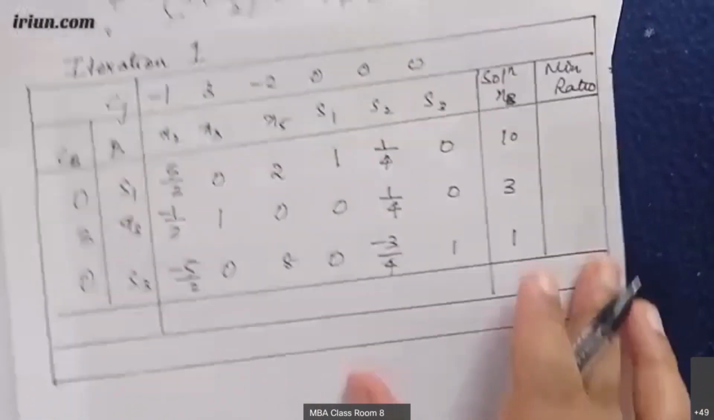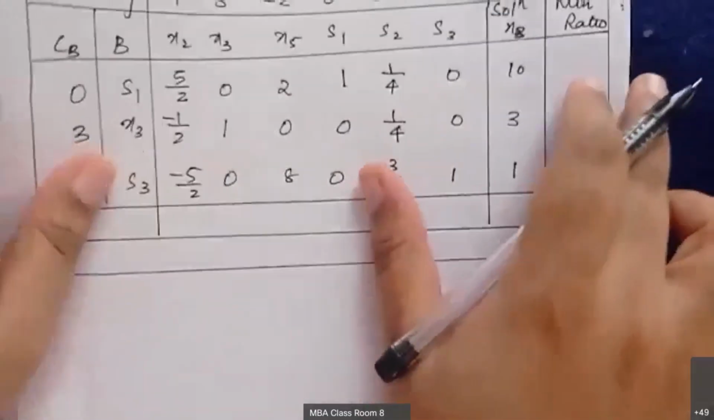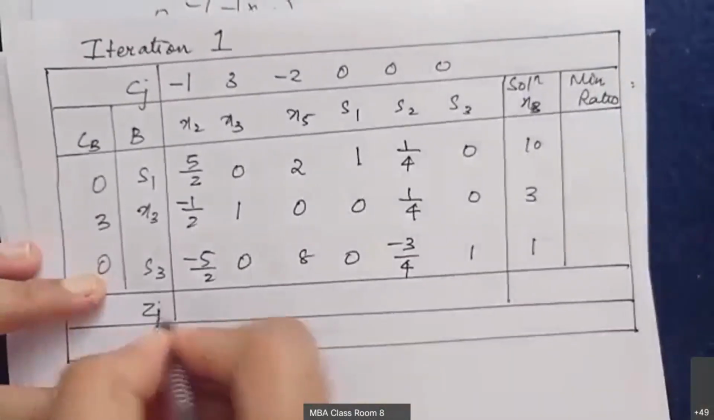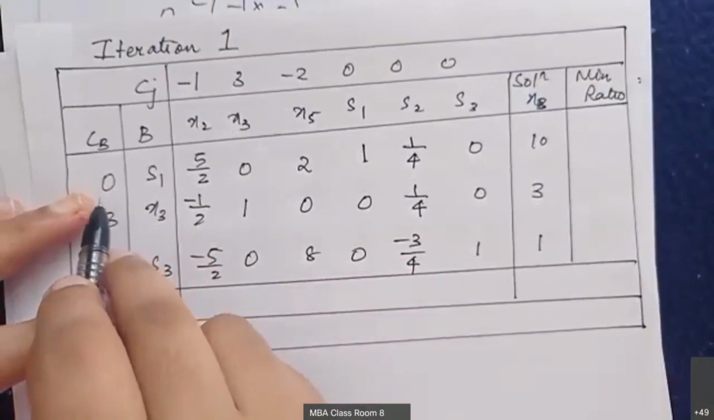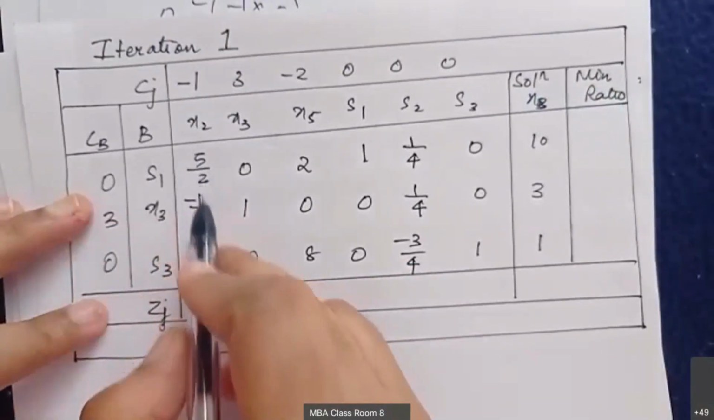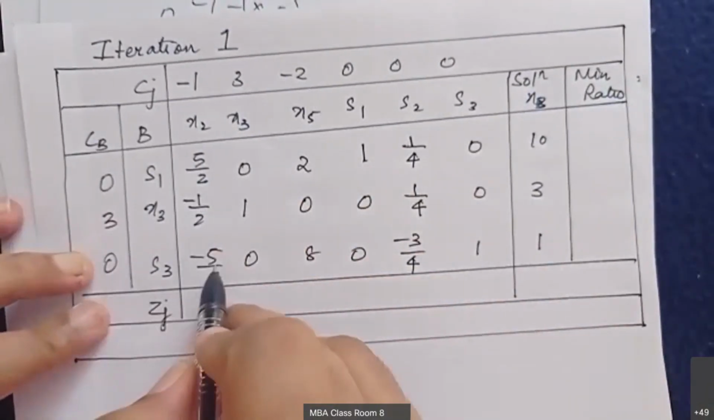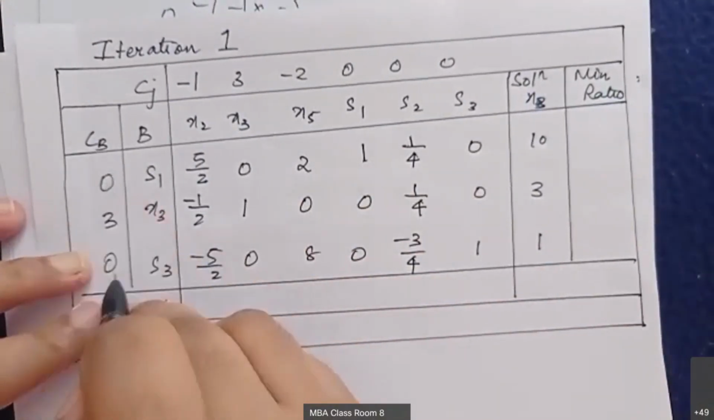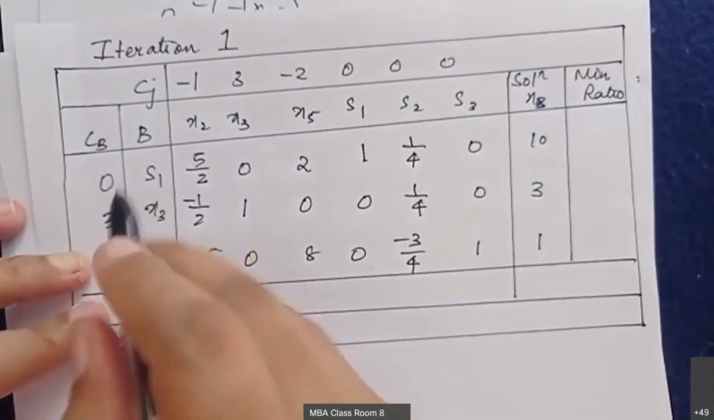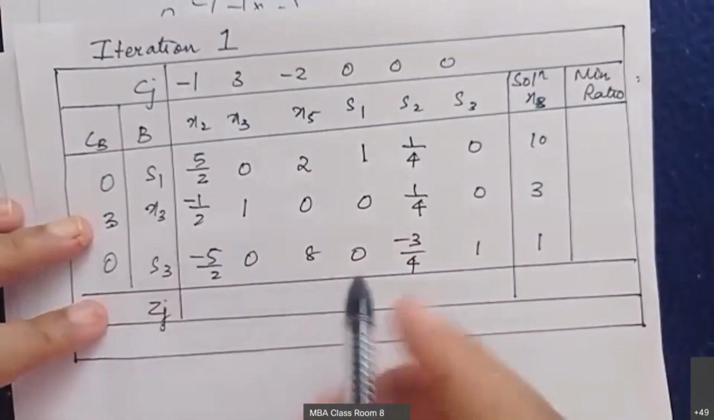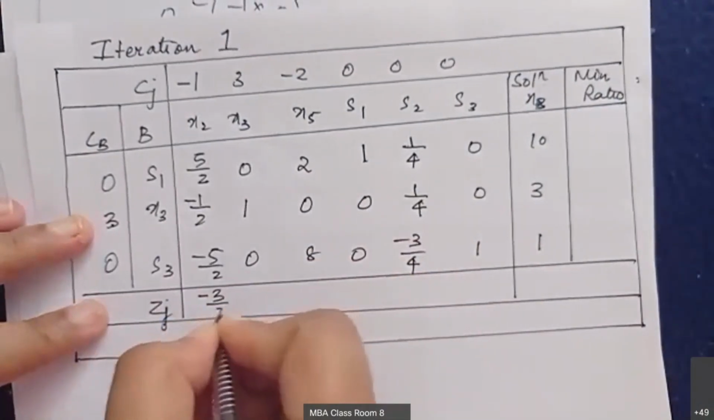Okay. Next, what do we have to do? We have to go for Zj and Cj minus Zj. Okay. So calculate Zj. How do we calculate Zj? Each value in CB multiplied with each column in the matrix here. Okay. So 0 into 5 by 2 plus 3 into minus 1 by 2 plus 0 into minus 5 by 2. Both here and here we have 0. So we don't have to consider those numbers. Only we need to consider 3 into minus 1 by 2, which is minus 3 by 2.